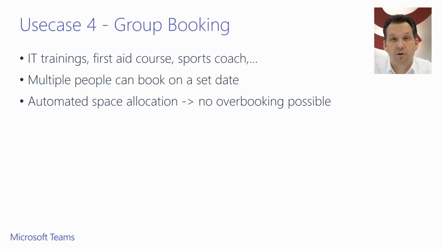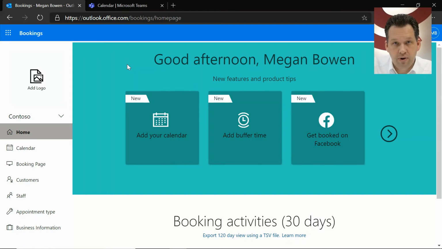So now let's have a look in the Bookings app. So here you can see the Bookings app in Office 365. Here's the home, and we have different options. First of all, I want to show you the appointment type.